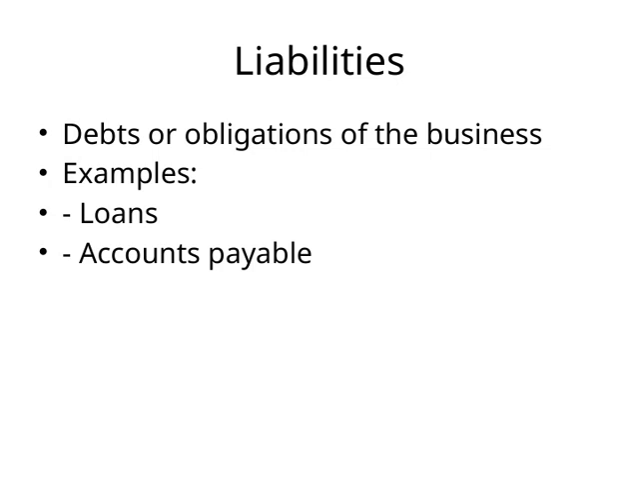Now, let's talk about liabilities. Essentially, liabilities are the debts or obligations that a business owes to others. They are the financial responsibilities that the company has to settle in the future. Think of liabilities as the promises the business makes to pay back money or provide services later on. Some common examples include loans, which are borrowed funds that need to be repaid over time, and accounts payable, which are amounts the business owes to suppliers for goods or services it has already received but not yet paid for.